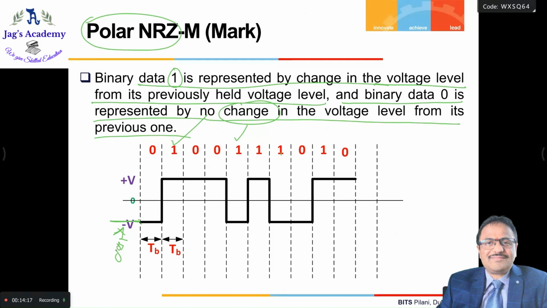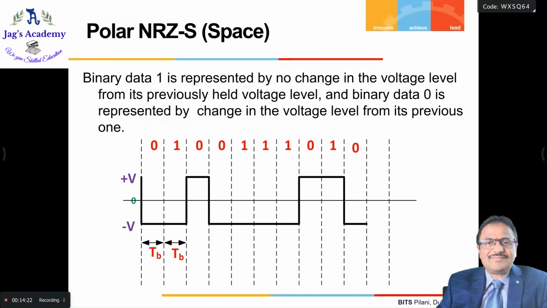This is called line codes. It's very important. Sit properly. Do something, my dear. Whole semester you have not done anything. Okay, what is this?